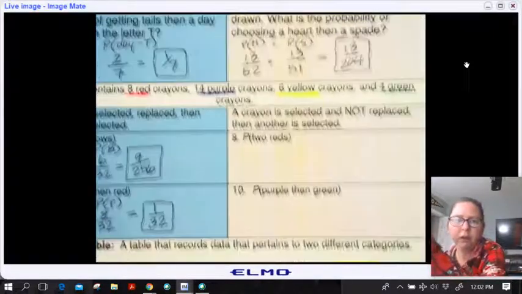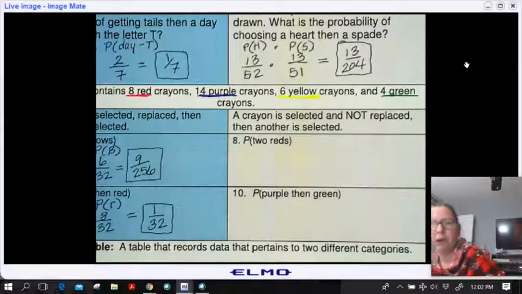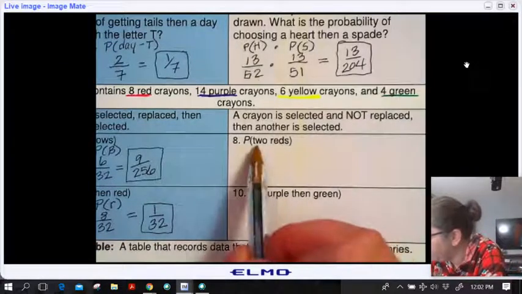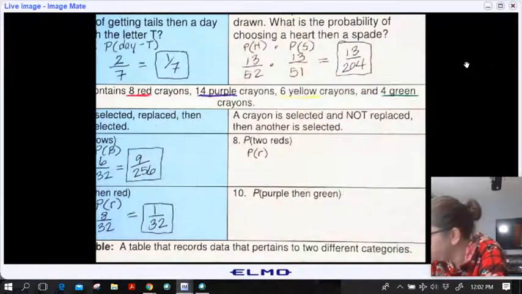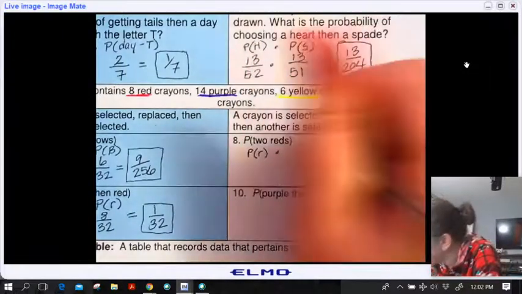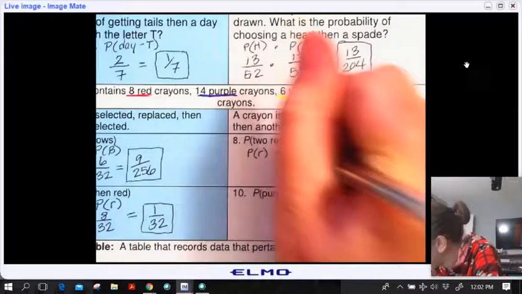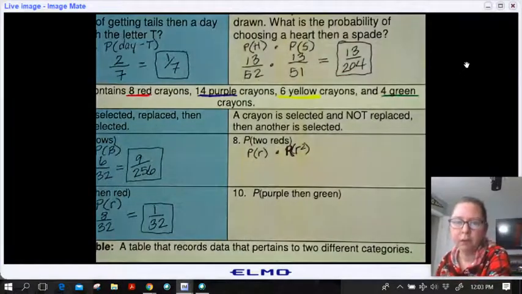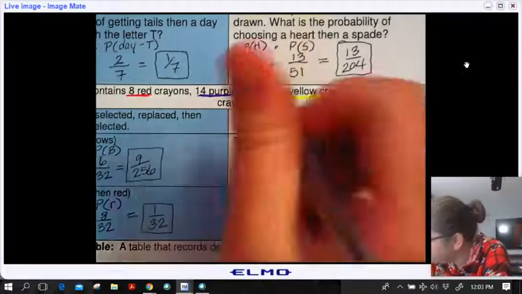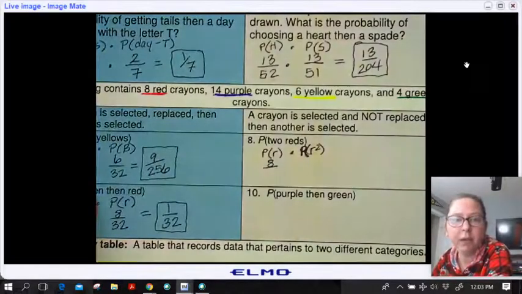We're going to do the same marble or crayon question, but this time we're not going to put the crayon back. So, the probability of getting 2 reds. The probability of getting a red the first time, not putting it back, and then getting a red again. Whoops, that should be a P. So I'm just going to square it so it looks different. All right, so how many red crayons? There's 8 red crayons. And remember, there was a total of 32 crayons in our bag.